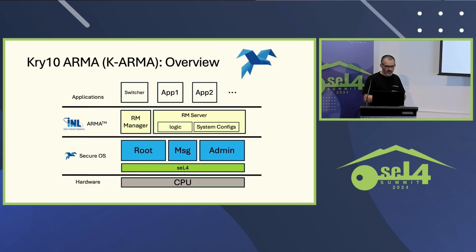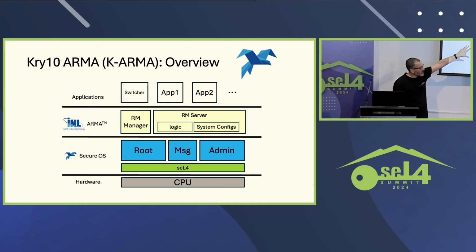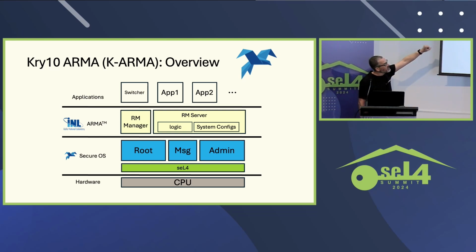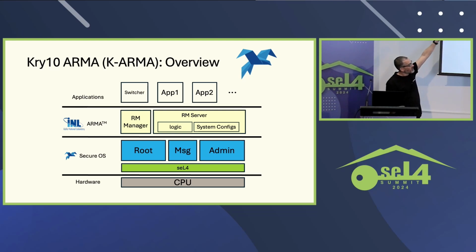So this is where Kry10 OS comes in, our implementation of ARMA on top of that. As an overview, this is what the architecture looks like. We have SCL4, and on top of that we've got some Kry10 OS services, in particular the root task and the message server, which are important for ARMA. And then we have the ARMA layer on top of that.